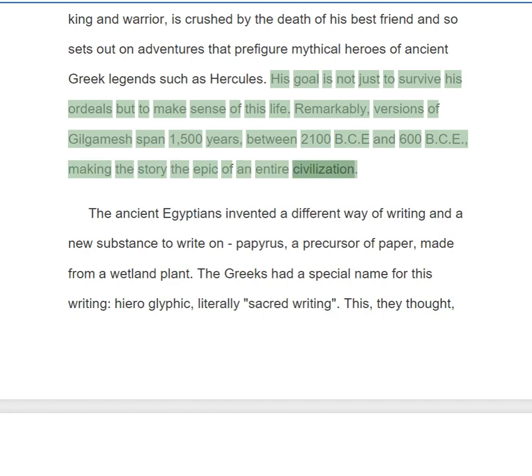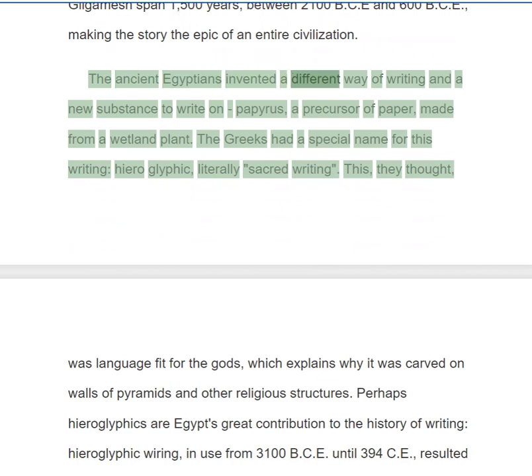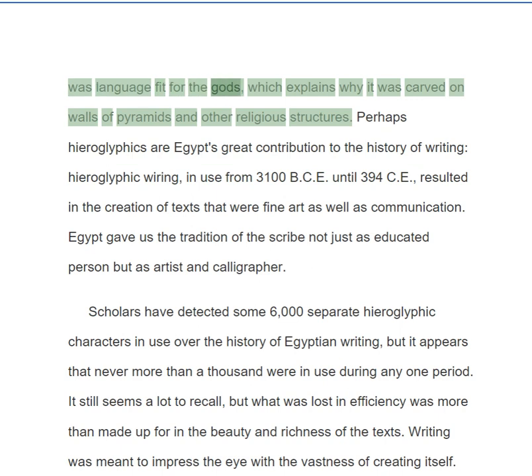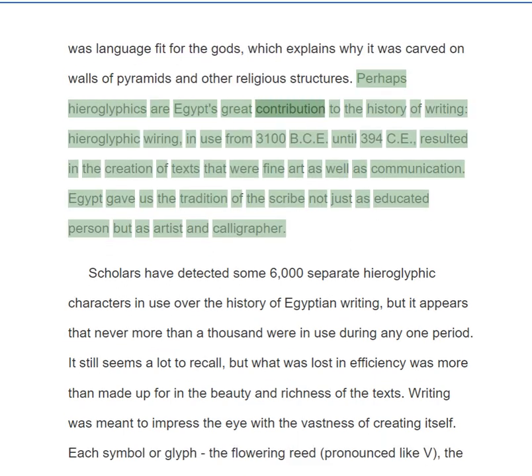The ancient Egyptians invented a different way of writing and a new substance to write on: papyrus, a precursor of paper, made from a wetland plant. The Greeks had a special name for this writing, hieroglyphic, literally sacred writing. This, they thought, was language fit for the gods, which explains why it was carved on walls of pyramids and other religious structures. Perhaps hieroglyphics are Egypt's great contribution to the history of writing. Hieroglyphic writing, in use from 3100 BC until 394 CE, resulted in the creation of texts that were fine art as well as communication.